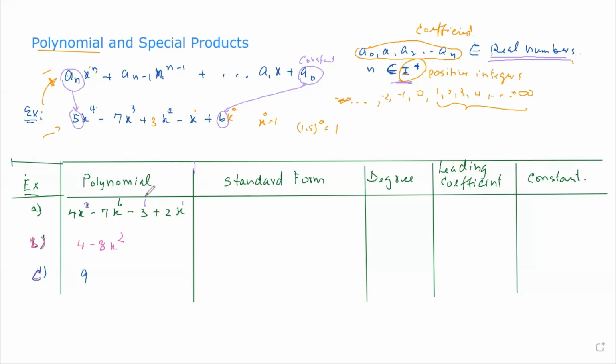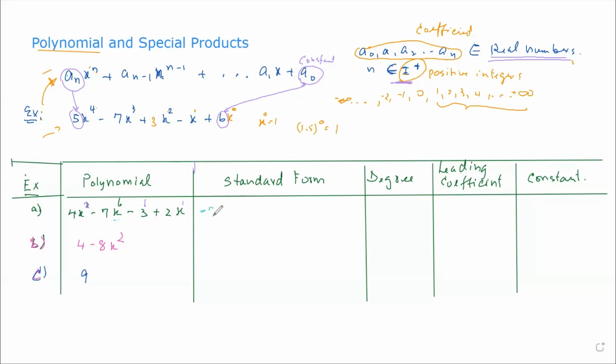Rearrange from the high degree to the lowest degree, or from low to high. See the degree only. So take a look at how we write it in the standard form. You just rearrange by the power, by the index. Which one is the highest index? This one, x power 6. So we write this one first.